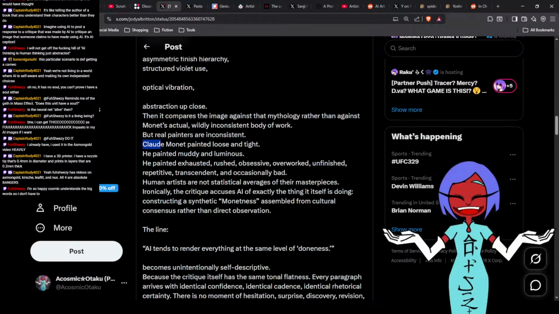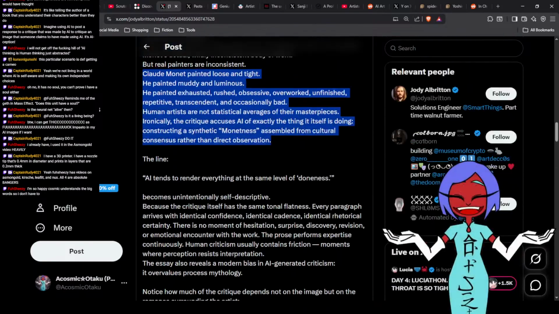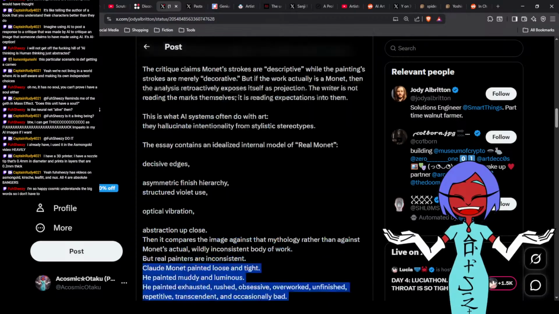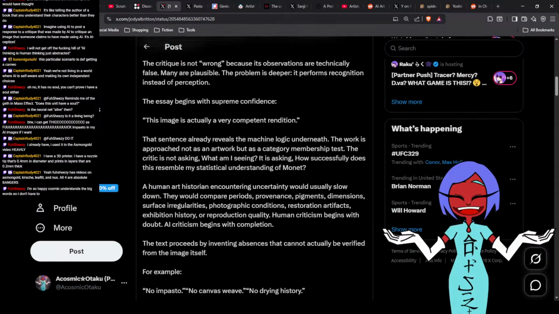But anyway. Claude Monet painted loose and tight. He painted muddy and luminous. He painted exhausted rushes, obsessive, overworked, unfinished, repetitive, transcendent, and occasionally bad. Human artists are not statistical averages of their masterpieces. Ironically, the critique accuses AI of exactly the thing it itself is doing, constructing a synthetic Monetness assembled from cultural consensus rather than direct observation. Yes. Oh, I love this. I'm going to drop a follow to this man. I don't know who you are, but absolutely on point.